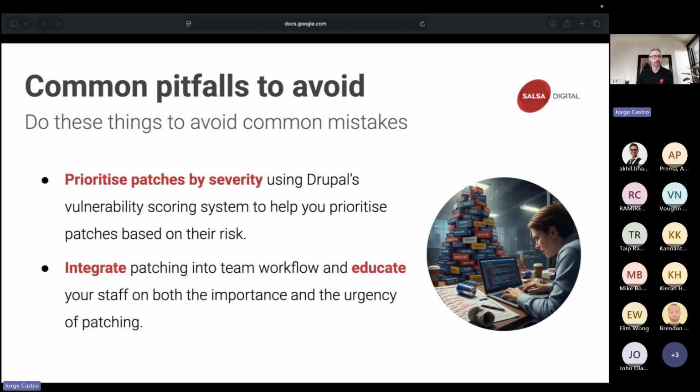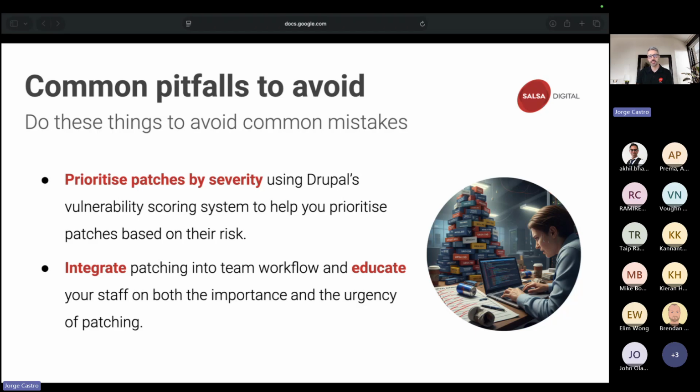And lastly, prioritize patches by criticality. Have a systematic way to decide, this is a highly critical patch, that is a non-critical patch. What do I patch first? Use Drupal's vulnerability scoring system. Every single patch that Drupal releases will come up with a vulnerability score. It will say it is highly critical, it's non-critical. Just use that to help you prioritize what to patch and when as well.